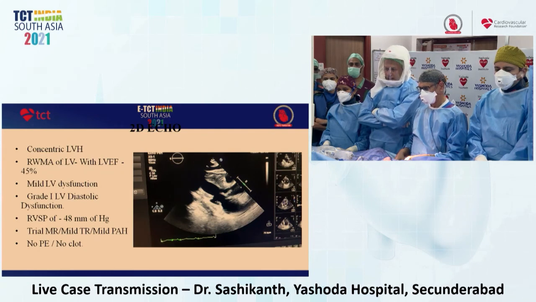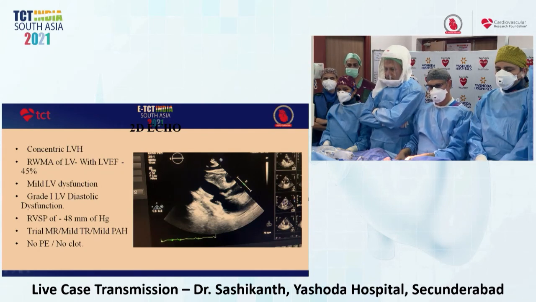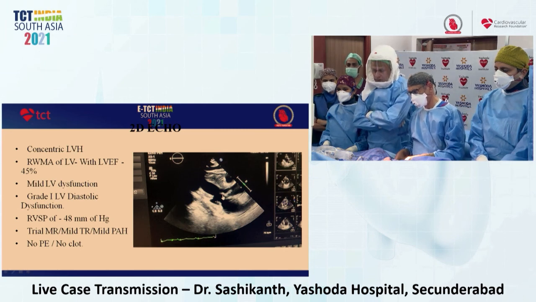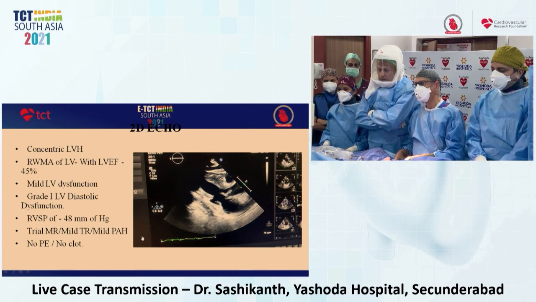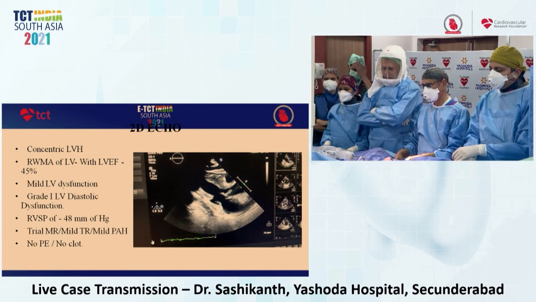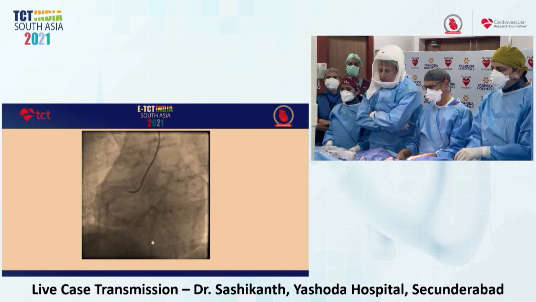The video is not playing. He had significant wall motion abnormalities in the inferior wall, posterior wall, and lateral wall. Can we go to the next slide? Mild TR, mild mitral regurgitation, RV systolic pressure of 48.